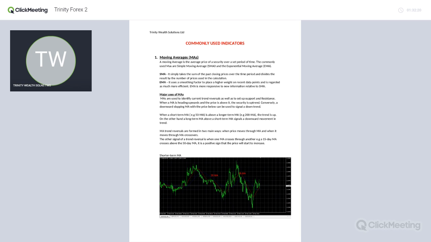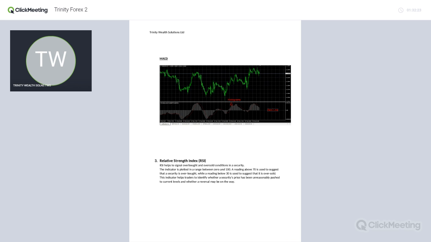In MACD, you also have a histogram, and the histogram is plotted on the center line and represented by bars. Each bar is the difference between the MACD and the signal line, or in most cases, the 9-day EMA. The higher the bars are in either direction, the more momentum behind the direction in which the bars point. So one of the most common buy signals is generated when the MACD crosses above the zero line, while sell signals often occur when the MACD crosses below the signal line. So we're going to see how the MACD looks.